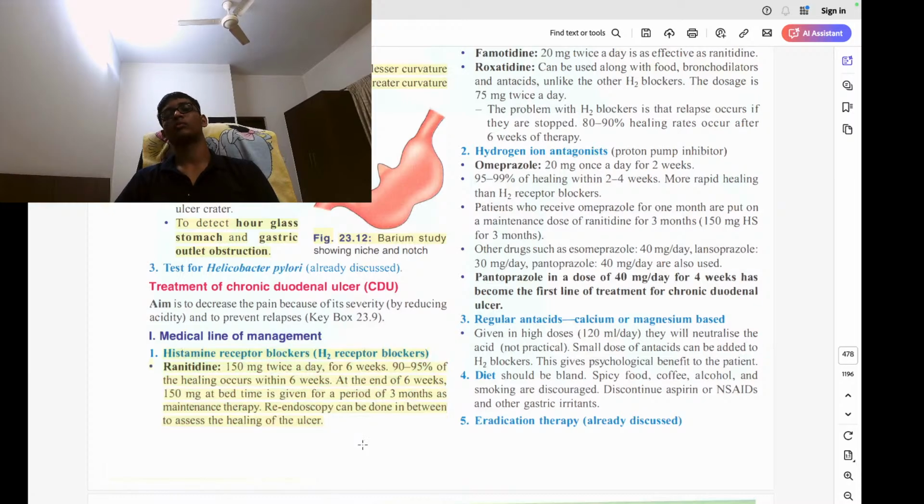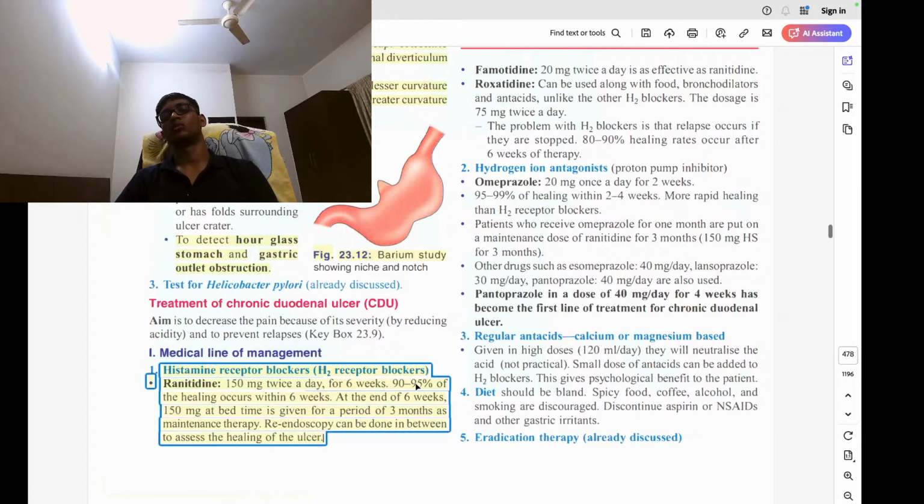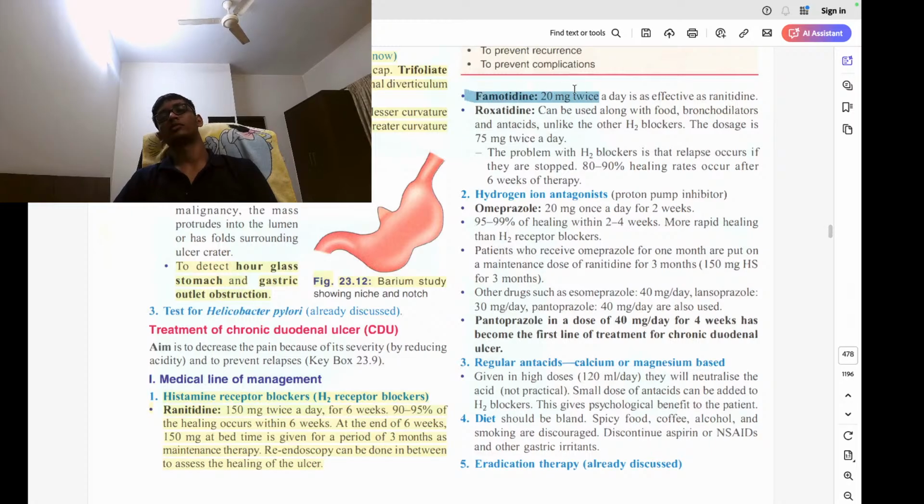Okay, so for medical treatment you can use ranitidine, but ranitidine is outdated now. You give another H2 blocker medication. Famotidine is as effective as ranitidine. Give it along with food, with antacids and other blockers. Relapse occurs if they are stopped. There is an 80 to 90% healing rate after 6 weeks of therapy.